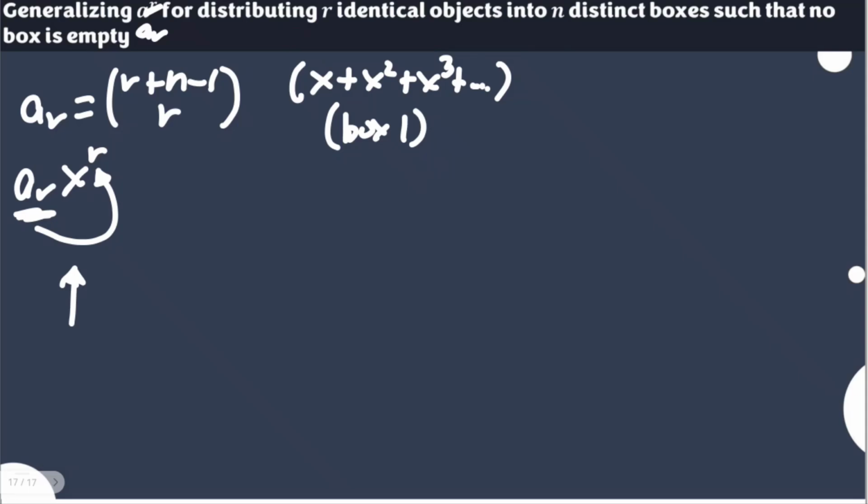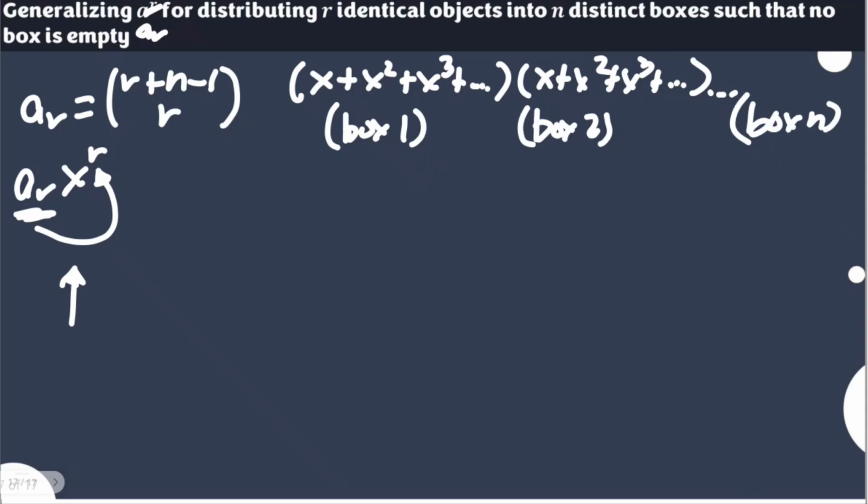This is also true for another box, box 2: x plus x squared plus x cubed and so on. And when you reach box n, your nth box, you will still have x plus x squared plus x cubed, and so on. Now, to generalize that, we need to understand the specific equivalent expressions for this.